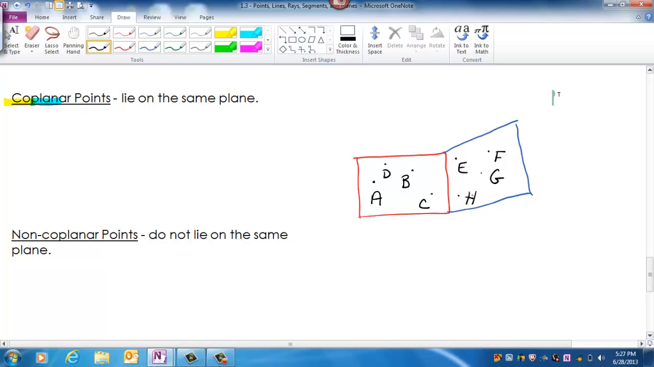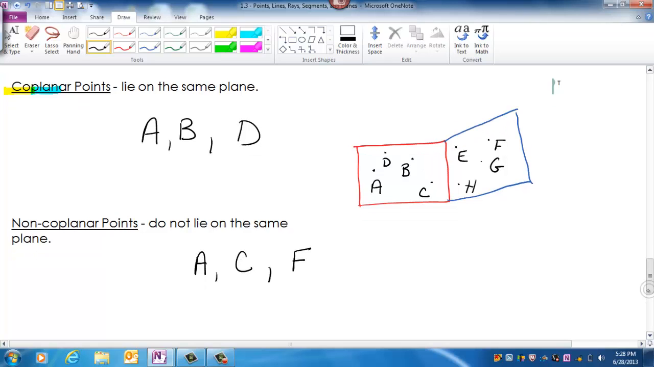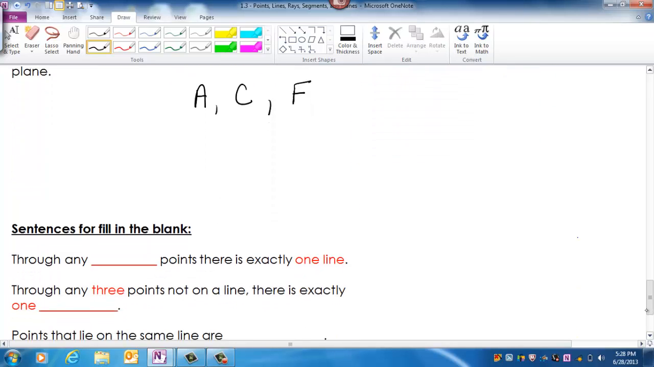And then if you wanted to pick 3 coplanar points, well, you could just pick any 3 points that are on the plane that's outlined in red. So maybe A, B, and D. And then non-coplanar points, just pick some points that are on the red outlined plane and then some points that are on the blue outlined plane. So maybe A, and then C, and then F. Just points that are not on the same plane. So those are all of our definitions that we need to cover for today.